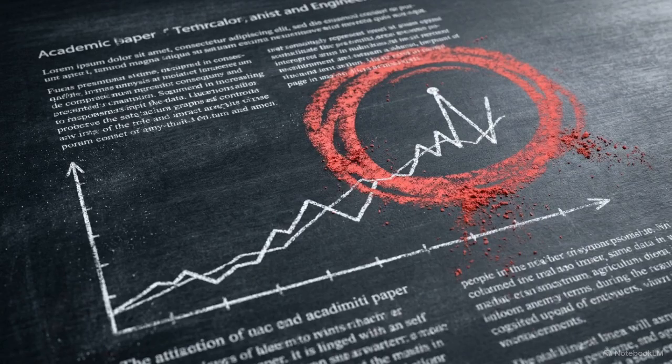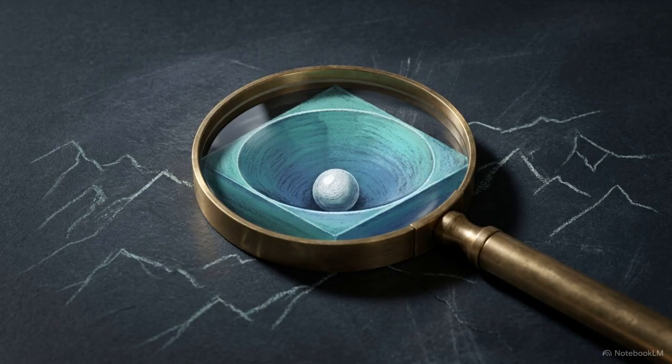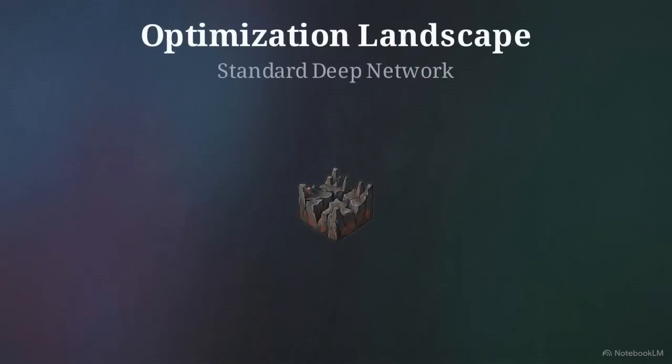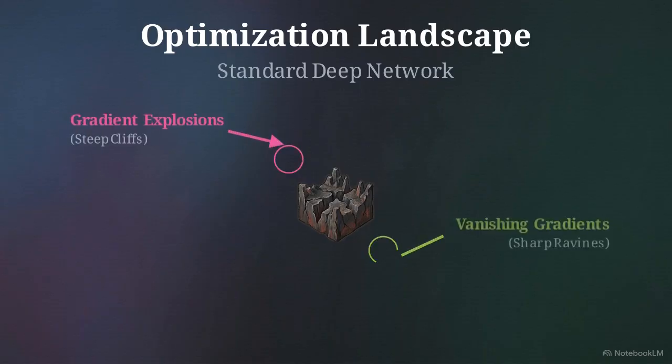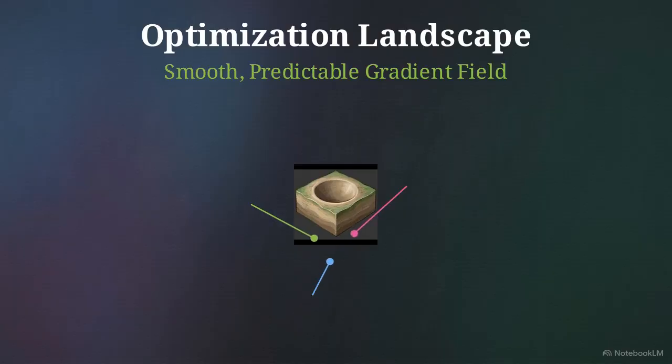In 2018, researchers tested the original hypothesis by intentionally injecting distribution noise into batch-normalized networks. They found that even with increased covariate shift, the models still converged faster than baseline architectures. This pointed to a different primary mechanism for BatchNorm success. The technical evidence points to a smoothing effect on the optimization landscape. Standardizing inputs globally represses gradient explosions and vanishing gradients.